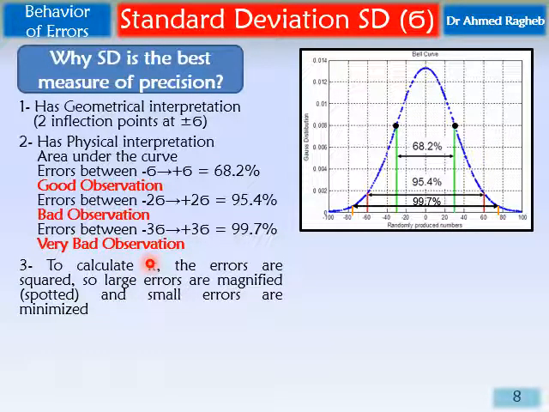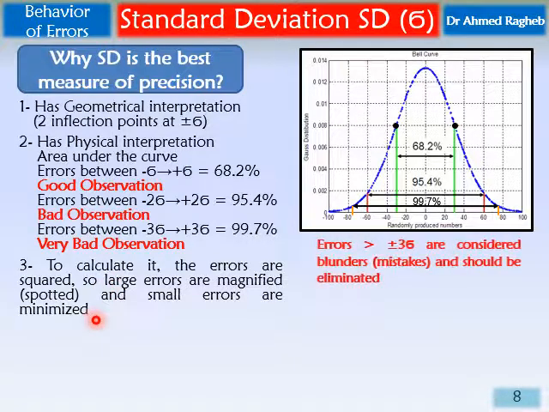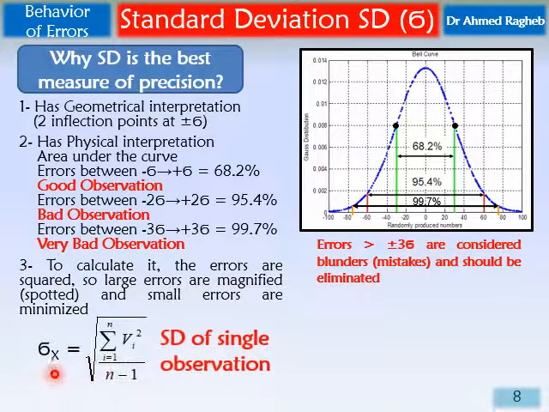Thirdly, why do we use the standard deviation as the best measure of precision? This is because it magnifies the error. Standard deviation is calculated by the square root of the sum of v squared over n minus 1. So we're going to get the residuals for all measurements, square them, and then sum them together, and then divide by the number of measurements subtracted by 1. This is what we call the standard deviation of single observation.